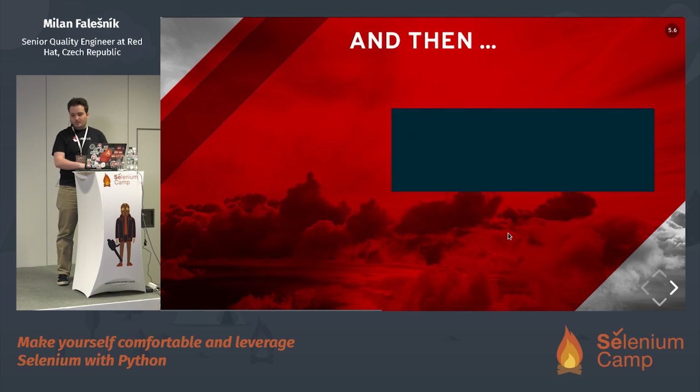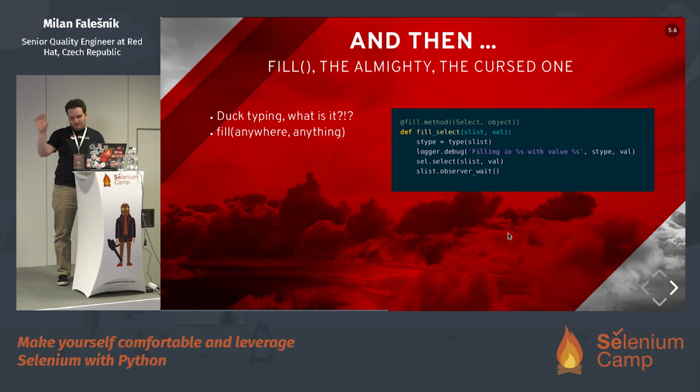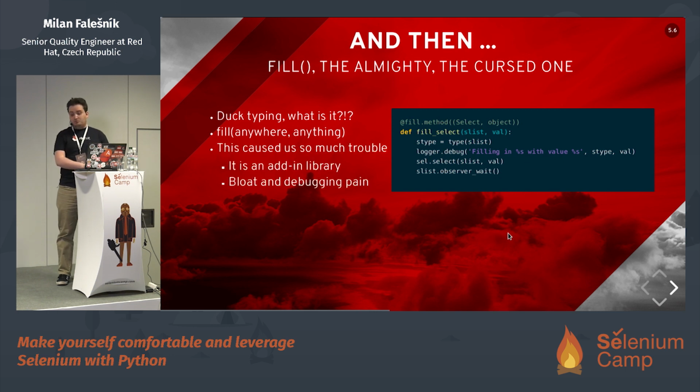And our colleague also brought one thing from Clojure, which is multi-dispatch. He didn't like duck typing. Duck typing is, in dynamic languages, you just tell the object to do something, and the object either handles it or tells you that, you know, I don't know what it is, or handles it somehow dynamically. And he brought this library here, where you just fill anything, anywhere. You tell it the locator, you tell it the value, and it just fills it, figures it out by itself. But it was an error.